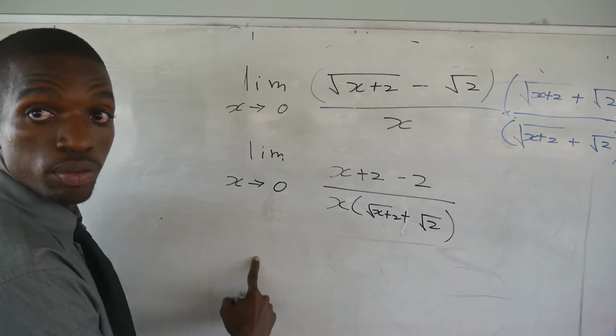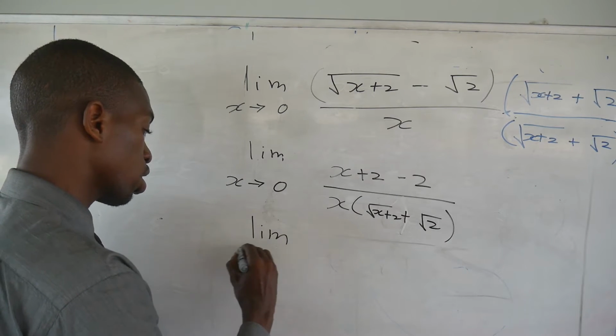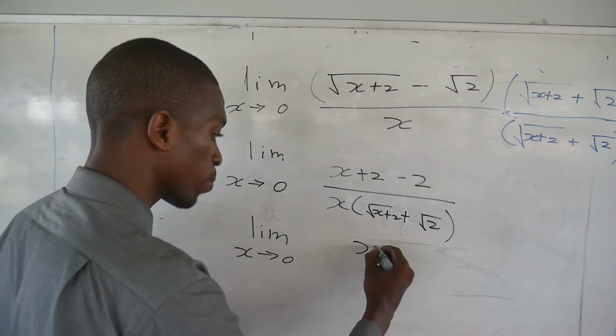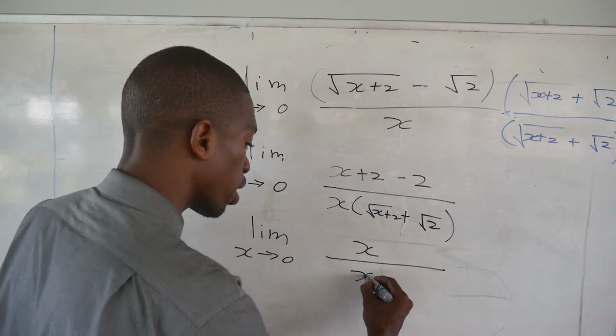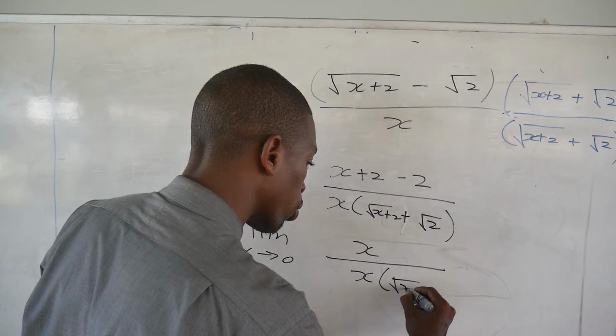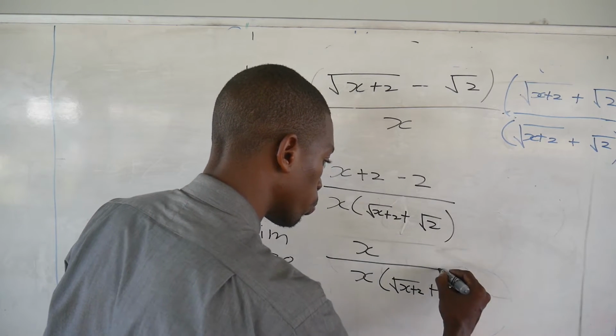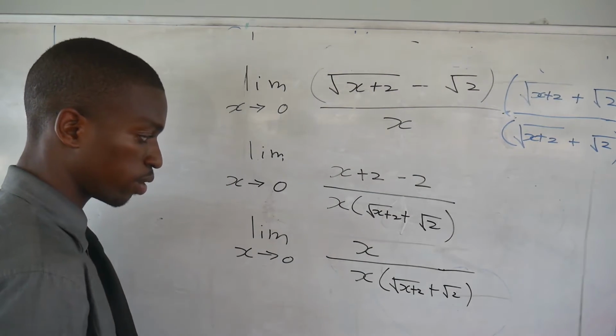Now what do we have? We have the limit as x goes to 0 of 2 minus 2, which is 0, x over x multiplied by root of x plus 2 plus root of 2. We found u.